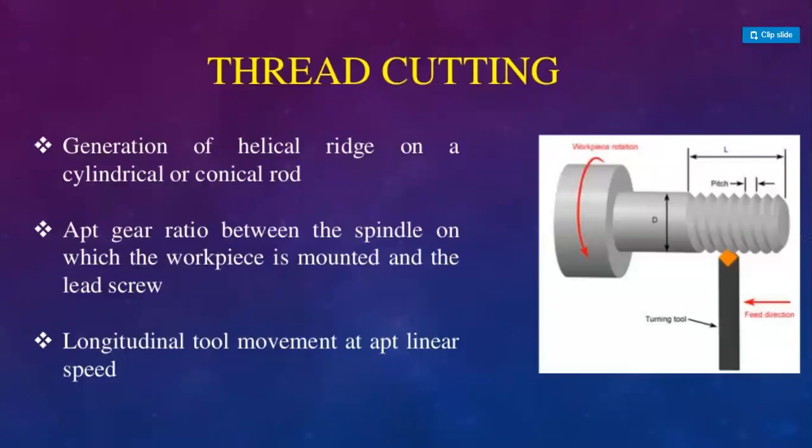The next operation is thread cutting. Through the lathe machine tool we can cut threads also. In the picture we can see the job is rotating in the clockwise direction, and there is a turning tool held in the tool post, and we can cut the threads with it.